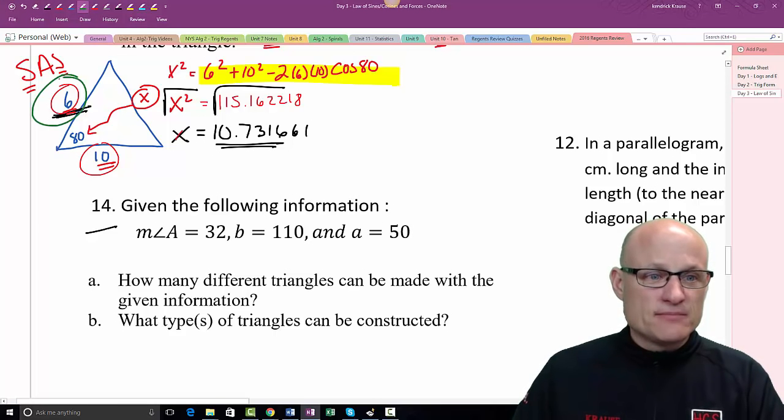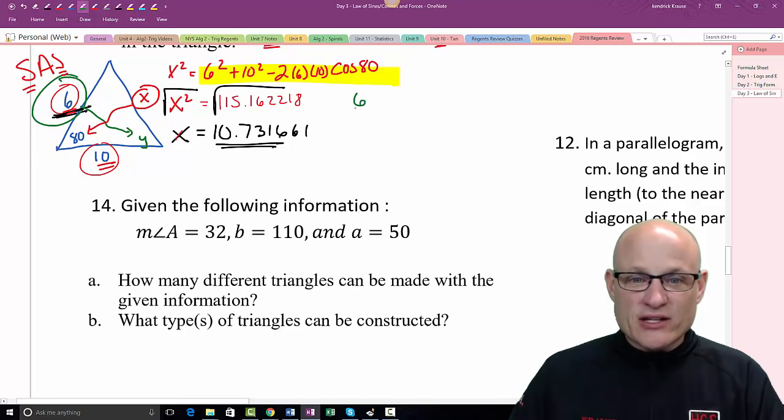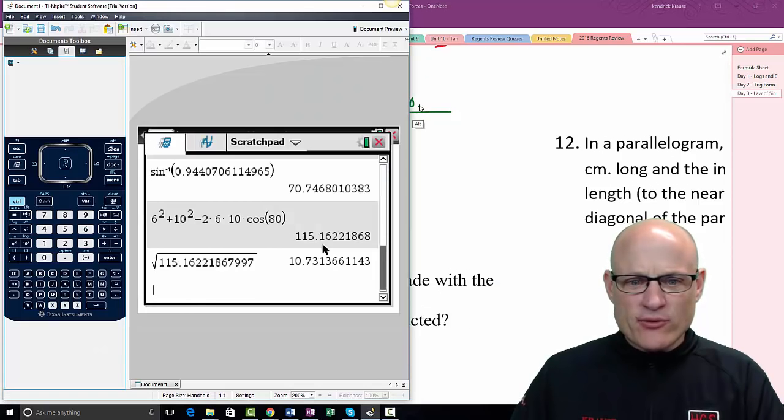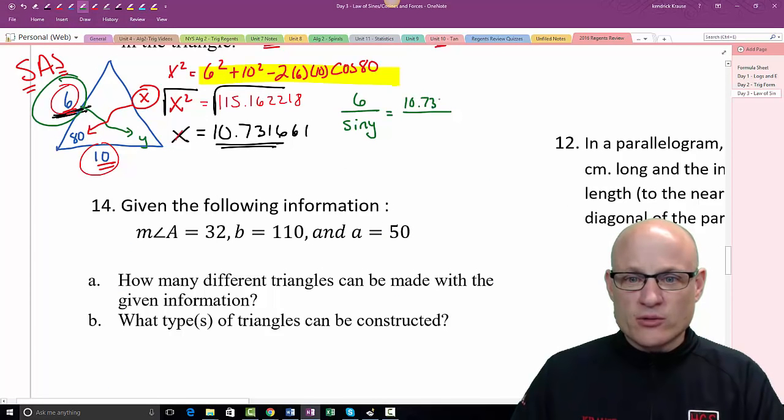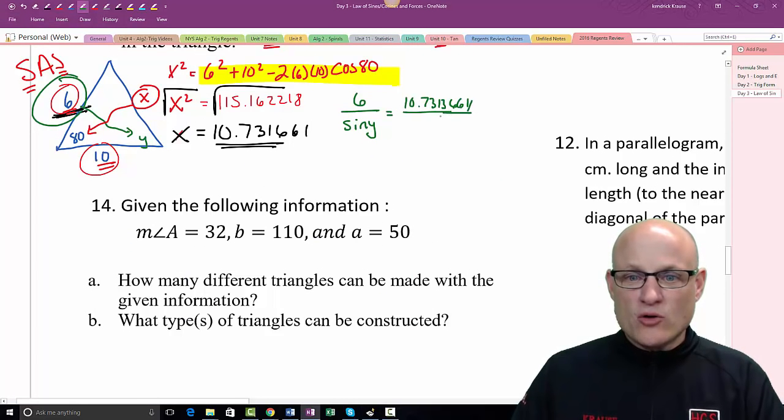So here's the smallest side. The smallest angle would be this one. We'll just call that y. So 6 over the sine of y is equal to that obnoxious number I just got, 10.7313611 over the sine of 80. Cross multiply, I get 10.7313611 times the sine of y equals 6 times the sine of 80.